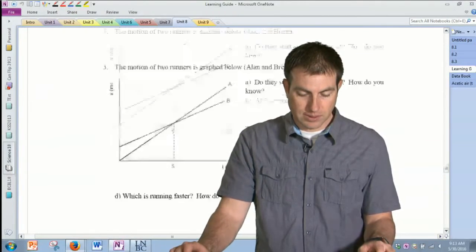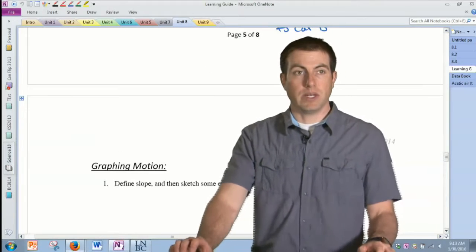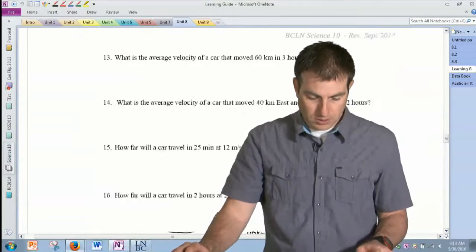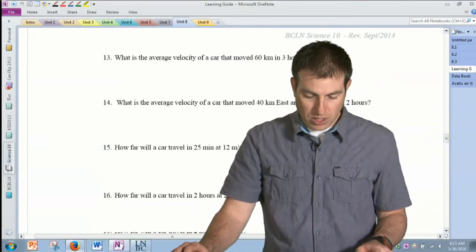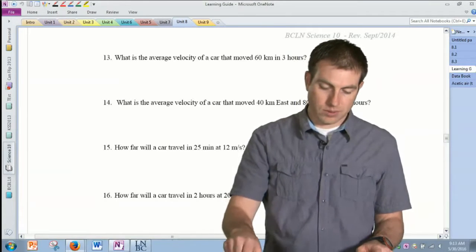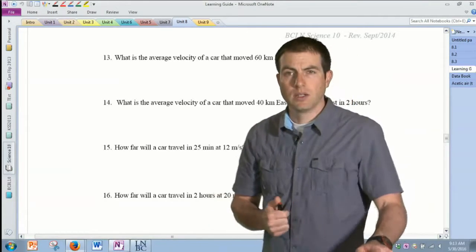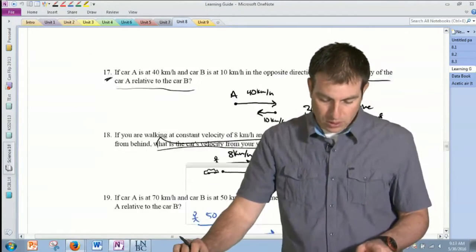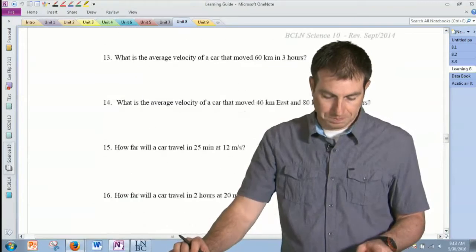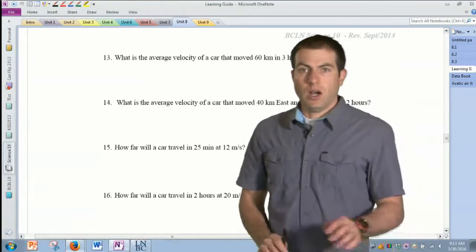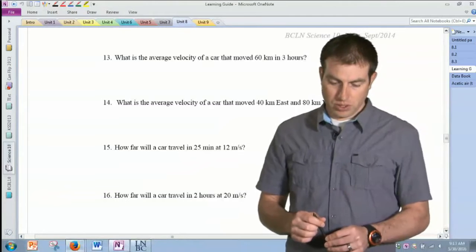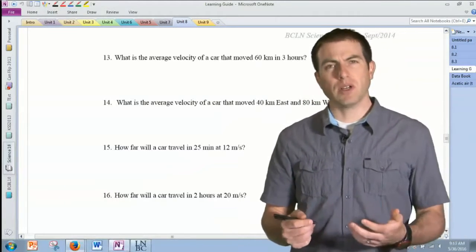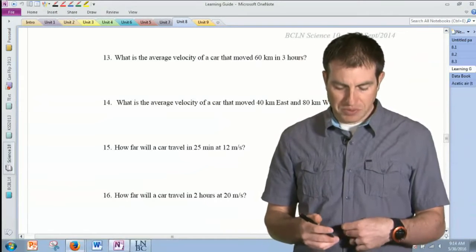So anybody else have anything? Page 5, 13, and 15. What's the average velocity of a car that moves 60 kilometers in 3 hours? Okay, look at number 12 on page 4. Yes. All right, 13, 15. How far can you go in 25 minutes at 12 meters per second? I'll just give you the formula for 13, and then I'll do number 15 for you.